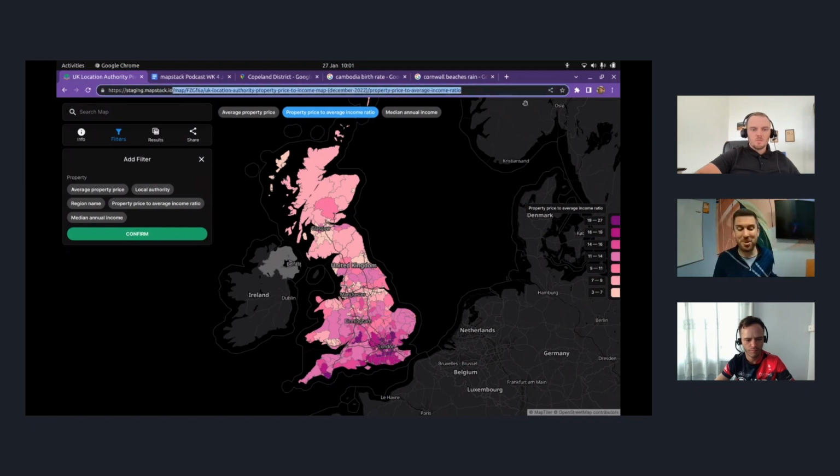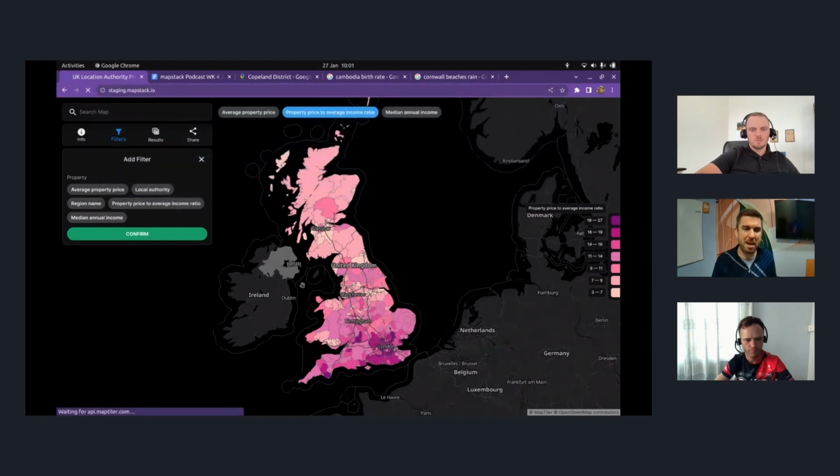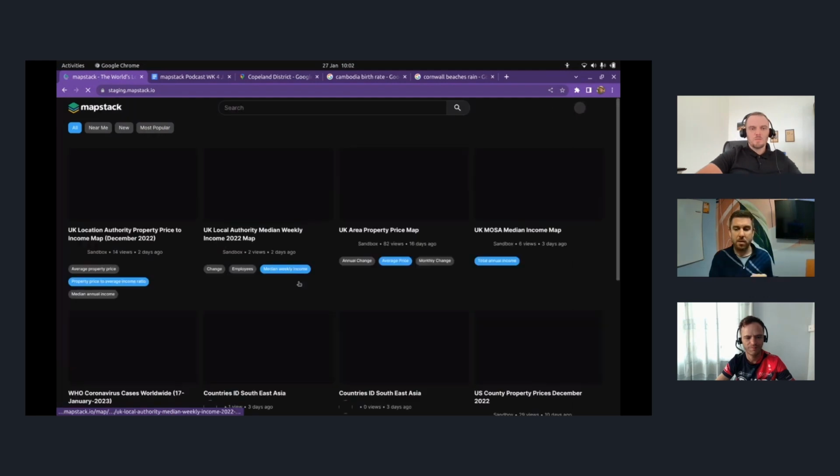This is a staging server I'm showing you guys here. So our devs are just testing on this server all the time. The code's being pushed all the time. So might have some weird stuff. But the homepage of Mapstack, when you look at it, is going to feel a lot more like YouTube than it is for Mango or something like that.